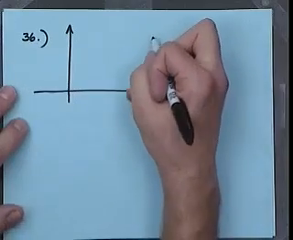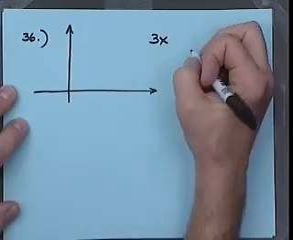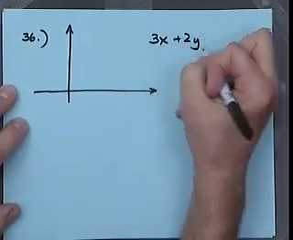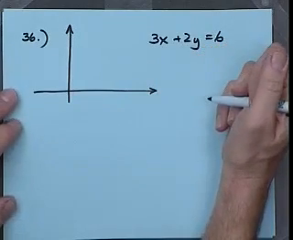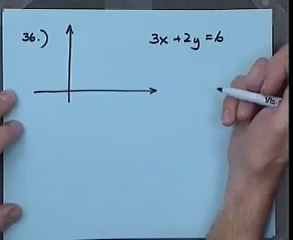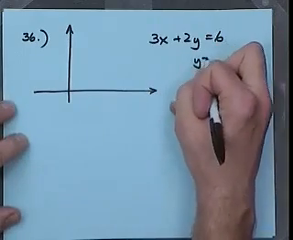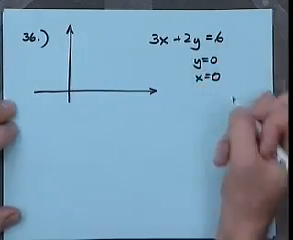So what's the line? 3x plus 2y equals 6. And we want it bounded by, we want basically the first quadrant. y equals 0 and x equals 0.